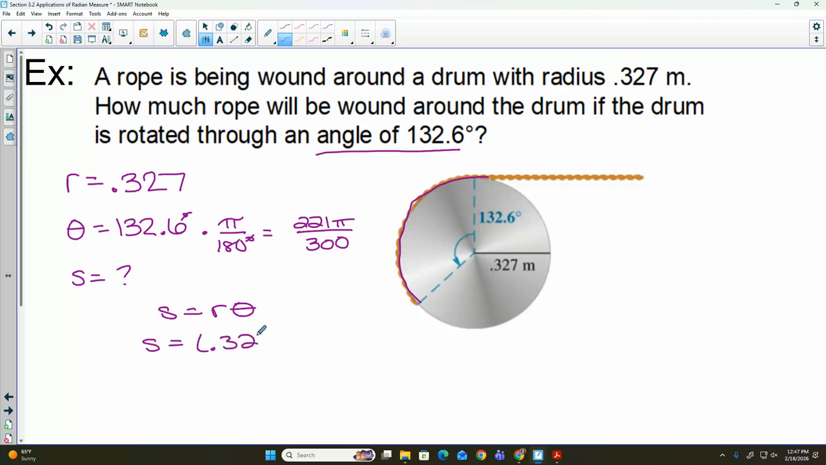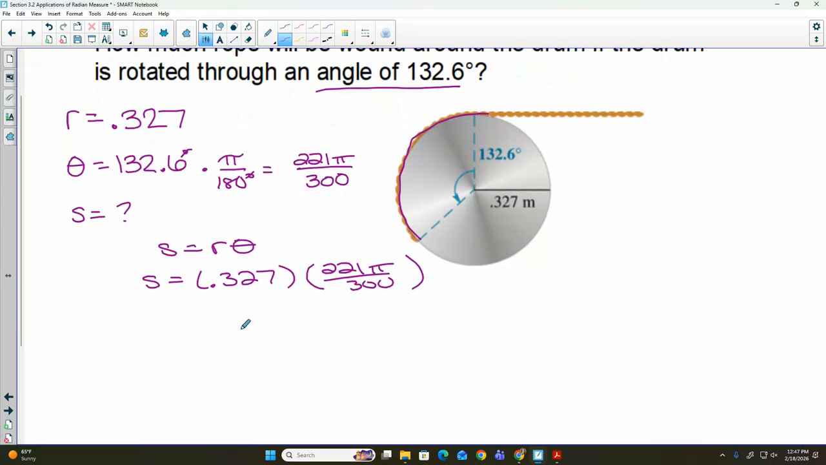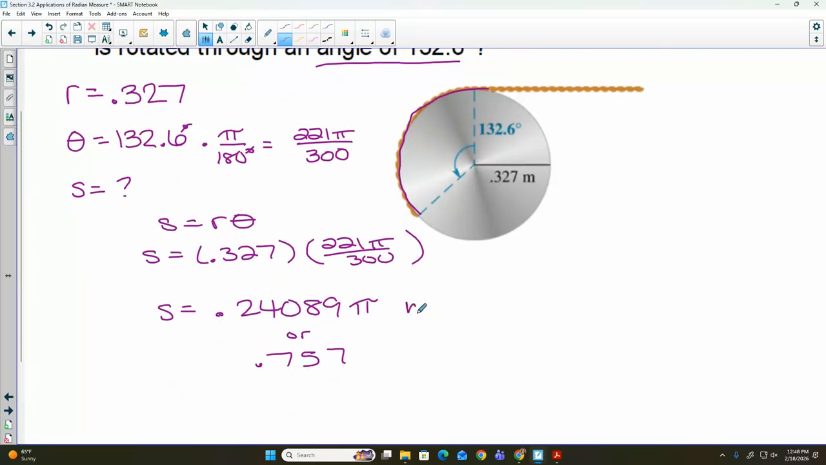R is 0.327. Theta, 221 pi over 300. So your final answer, you might have 0.24089 or 0.241 pi. If you multiplied out the pi, you get 0.757 if we wanted to do significant digits. What would my units be? Meters, the same as the radius. Arc length and radius will always have matching units.